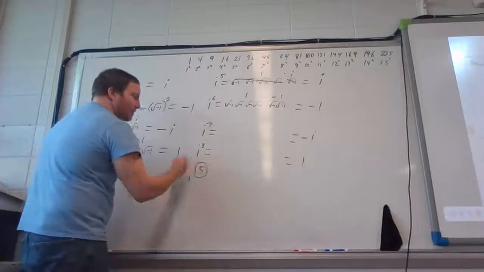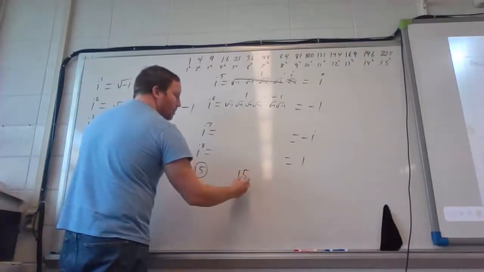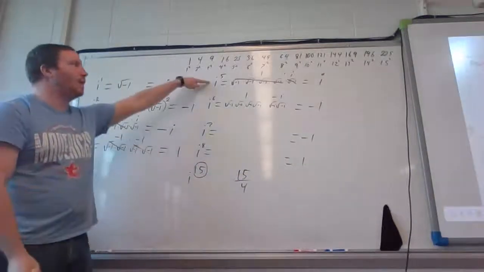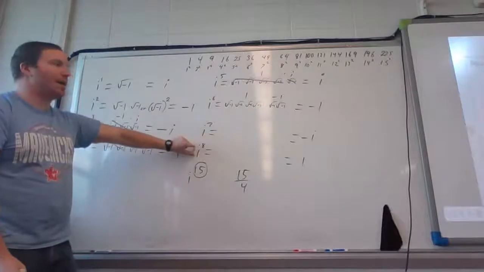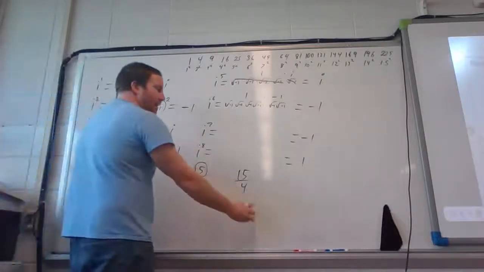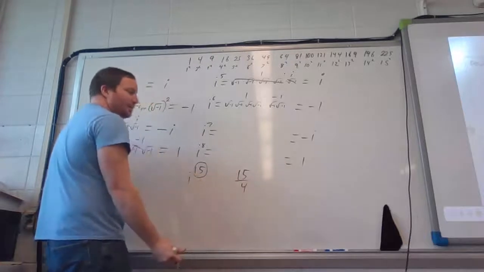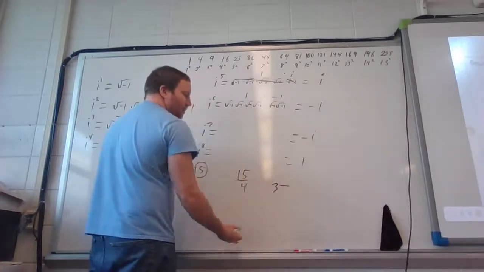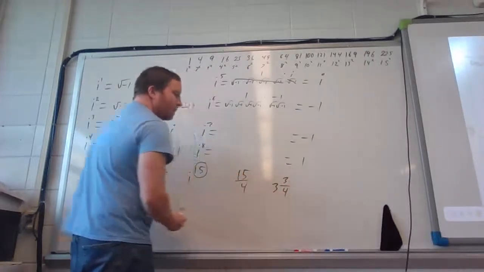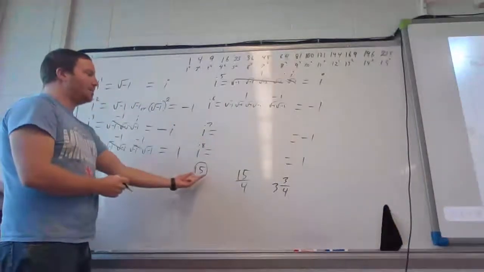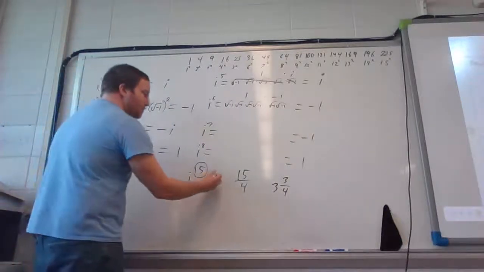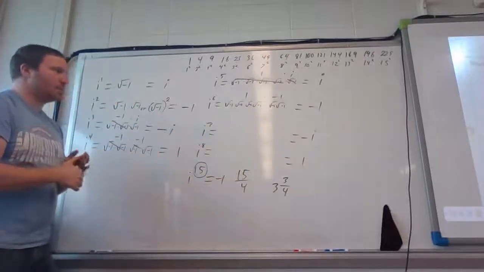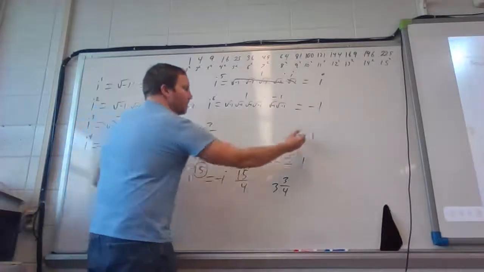I can take this power and divide it by 4. Now I want to figure out what my remainder is. Am I going to have a 1, a 2, a 3, or no remainder? So 15 divided by 4, how many times can 4 go in 15? 3. And how many do we have left over? 3. So in this case, i to the 15th power is going to be equal to -1. Or -i, sorry.